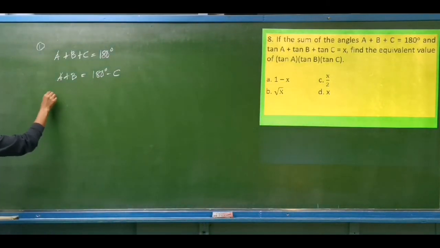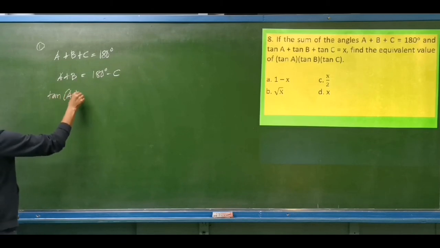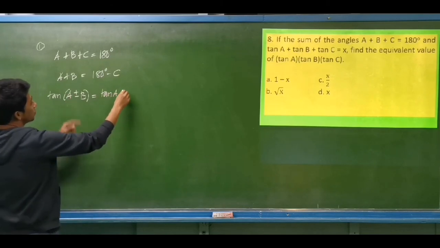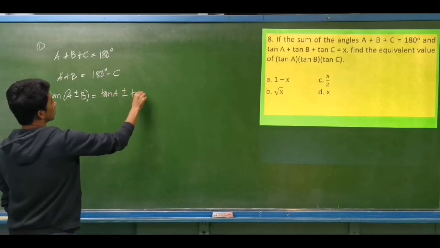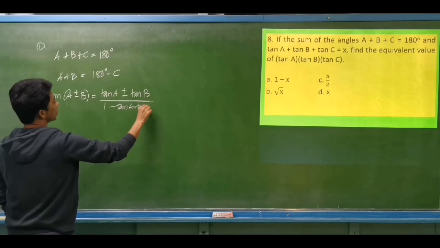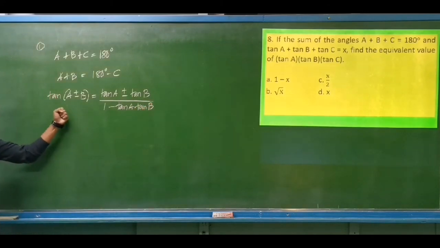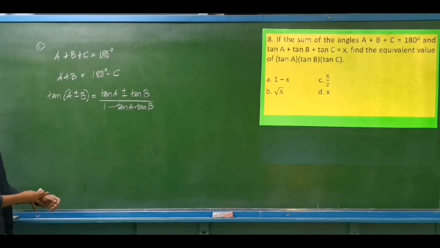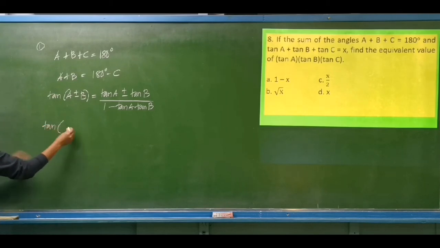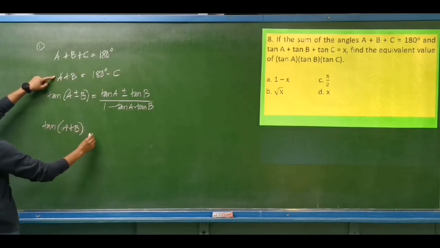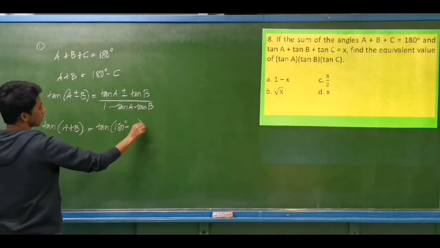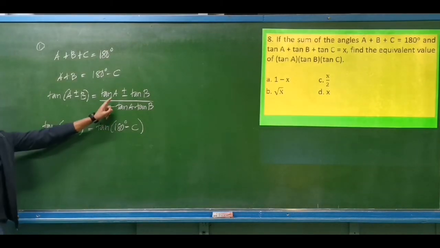Identity for tangent. Kung nalala niyo, this is the tangent of angle A plus or minus angle B is equal to the tangent of angle A, kapag addition, plus or minus the tangent B, this is divided by 1 minus or plus tangent of A, tangent of angle B. Okay, kung nalala niyo yung identity na to, kunin natin yung tangent of both sides. So this is the tangent of angle A plus angle B equal sa tangent of 180 degrees minus C. Ano yung equivalent nito? Ito yun.